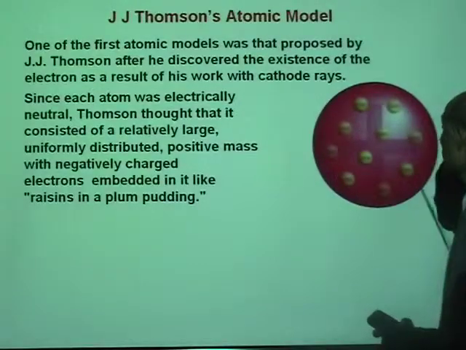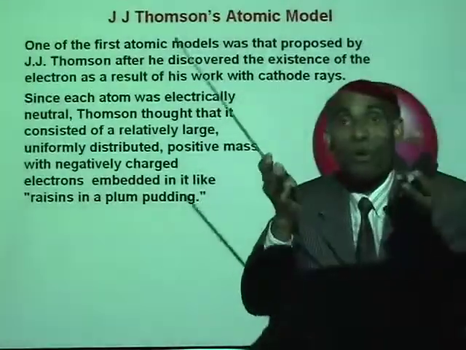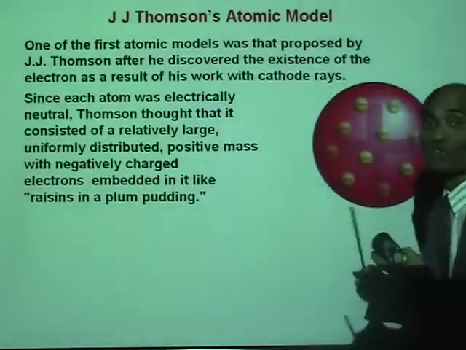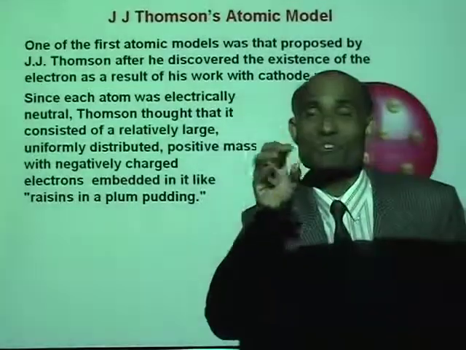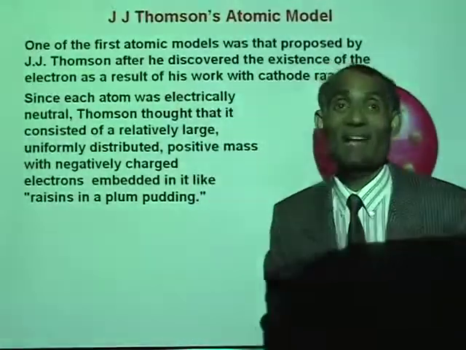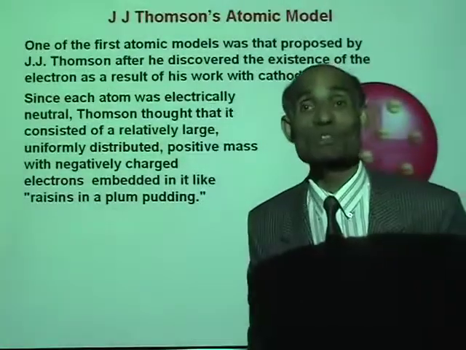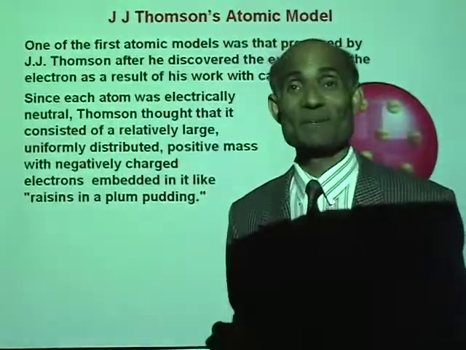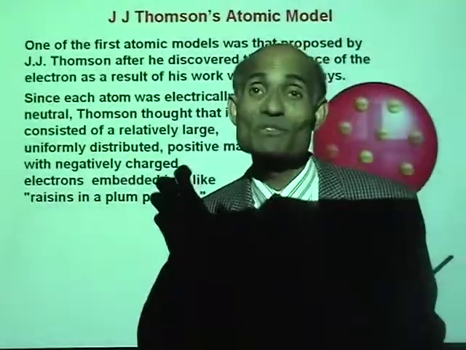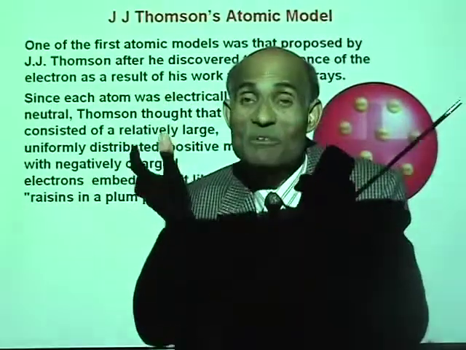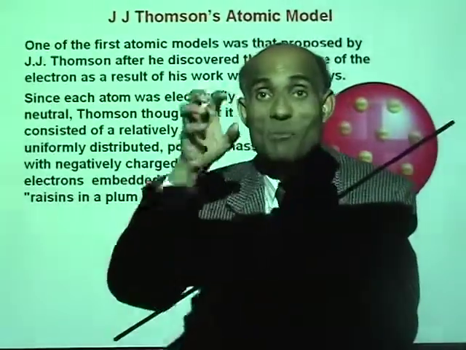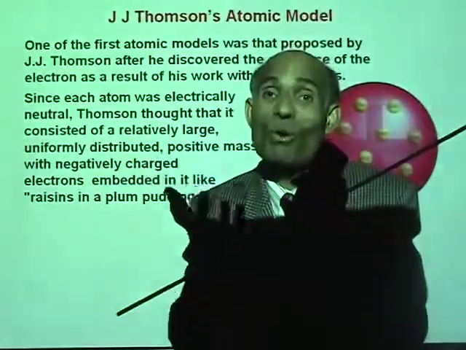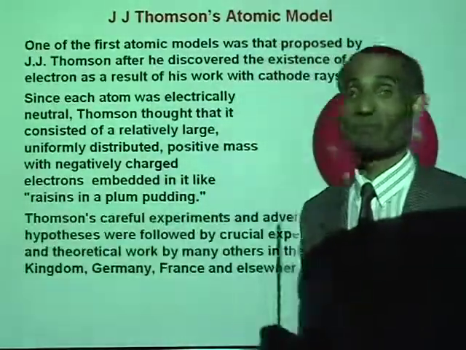He said the atom is a positively charged body, and inside that atom these negatively charged electrons are embedded. And you know what the model of the atom was called? It was called the plum pudding model of the atom. In other words, the model he proposed was like a pudding. The pudding is the atom, the positively charged atom, and the plums are the negatively charged electrons, so that the atom as a whole is electrically neutral.